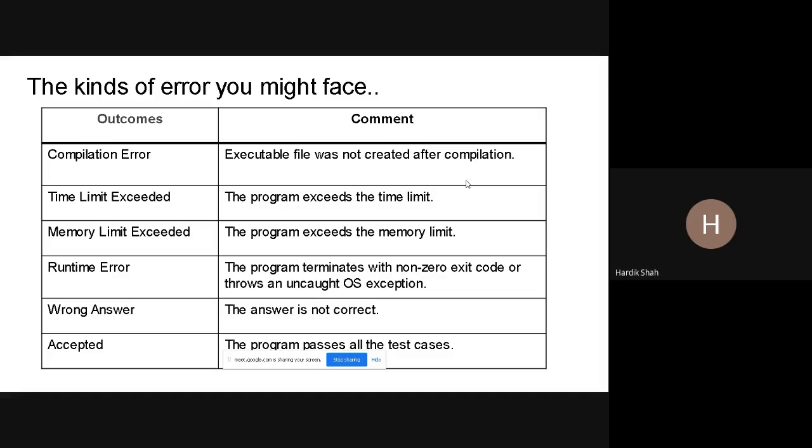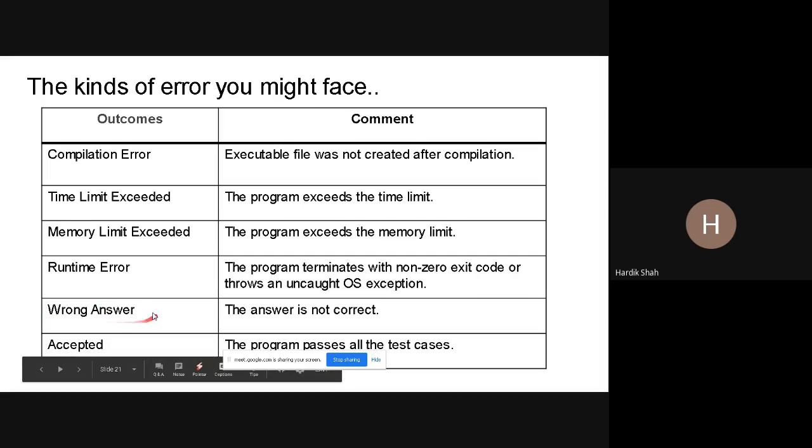Now we have runtime errors. Runtime errors, you might know, occur when the program terminates with a non-zero exit code, or it throws an uncaught OS exception. They occur, for example, when we try to access an array that has been allocated a size of 10, but we try to access its 11th element, which has never been initialized. So the program throws a non-zero exit code, and it would be a runtime error.